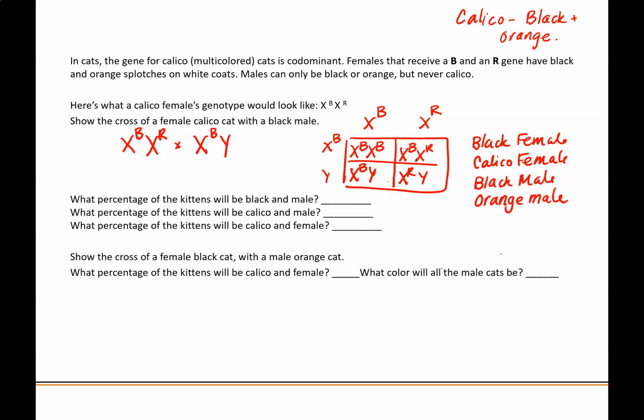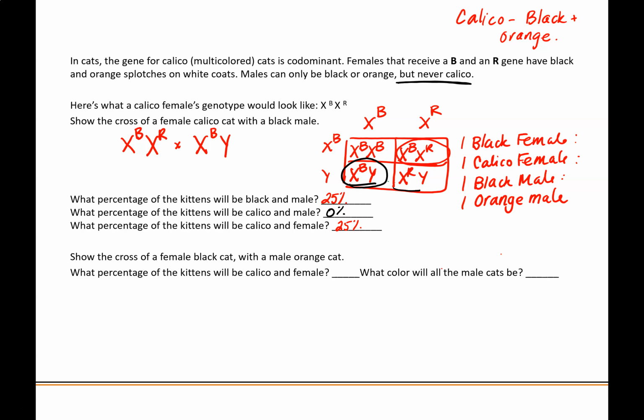All right, so what percentage of the kittens will be black and male? So 1/4 or 25% are going to be black. That's this one. Black males. What percentage are going to be calico and male? So now we said in the problem they're never calico, but you can look at the genotypes and also verify that there are no calico males. So 0% of the kittens are going to be male calicos. And then what percentage are going to be calico and female? This is going to be this one here. So 25% of the offspring are going to be calico females. If we're writing out the ratios, we've got 1 to 1 to 1 to 1. We've got a 1 to 1 to 1 to 1 on genotype as well.